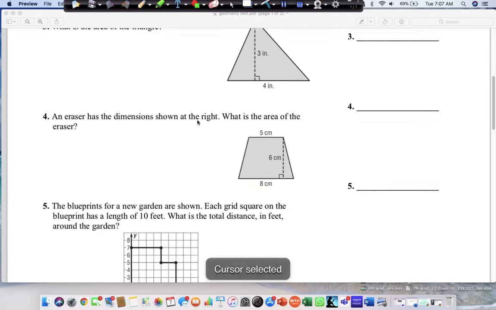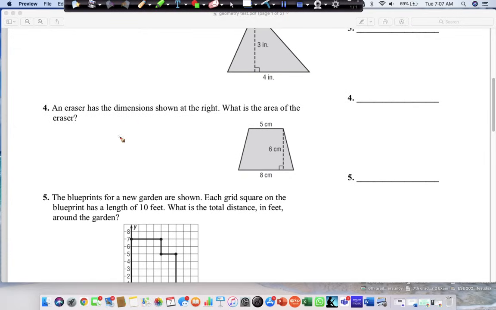So we do know it's a trapezoid. The area formula for a trapezoid is base 1 plus base 2 times the height divided by 2. There is another formula that is like 1 half the height times base 1 plus base 2. It really means the same thing as this equation. Okay, so we've got our two bases, which is 5 and 8. It does not matter the order you add them. You could do 5 plus 8 or you could do 8 plus 5, either way.